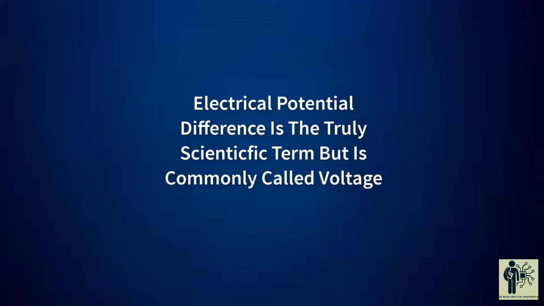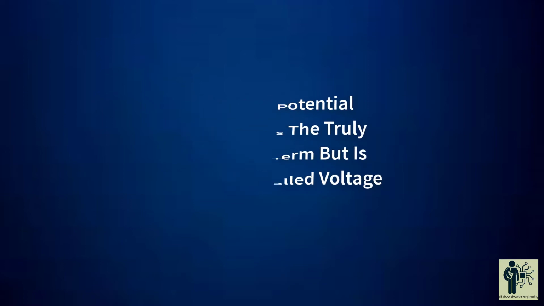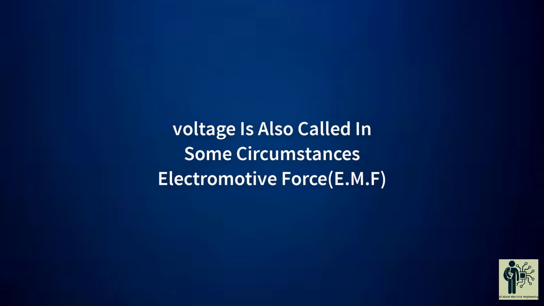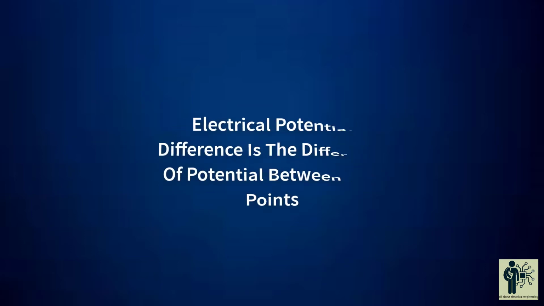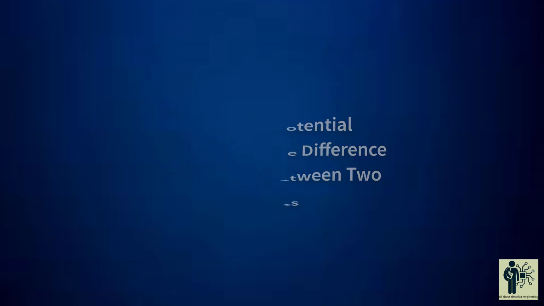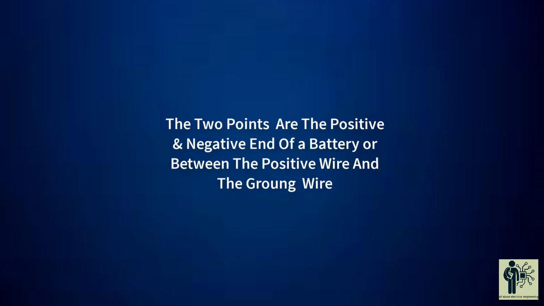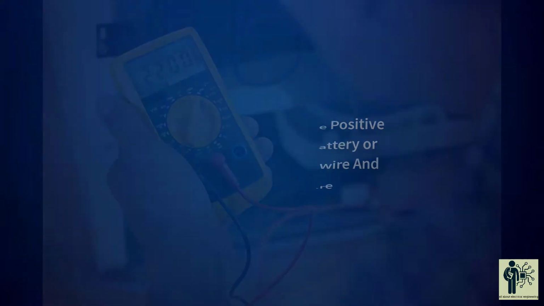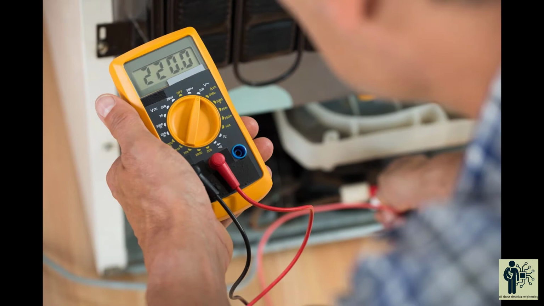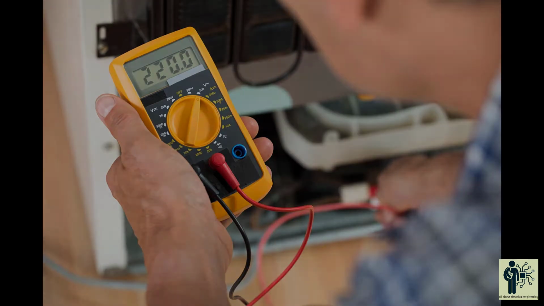Electrical potential difference is the truly scientific term but is commonly called voltage. Voltage is also called, in some circumstances, electromotive force or E.M.F. Electrical potential difference is the difference of potential between 2 points. The 2 points are the positive and negative end of a battery, or between the positive wire and the ground wire. In everyday use in household electricity in India, the voltage is 240 volt AC.